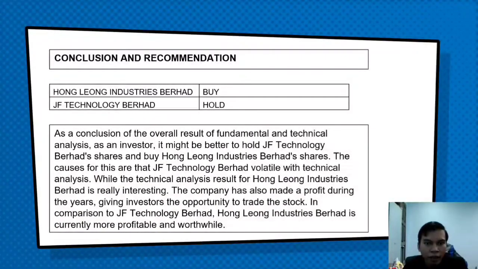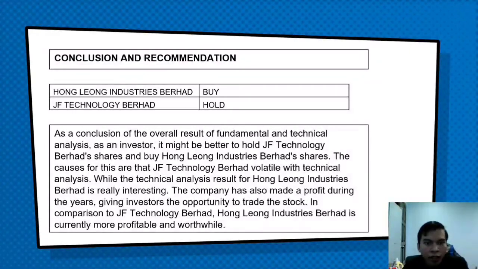Conclusion and recommendation. For Hong Leong Industry Berhad, I suggest to buy the stock. For JF Technology Berhad, I suggest to hold the stock. As a conclusion of the overall result of fundamental and technical analysis, as an investor, it might be better to hold JF Technology Berhad shares and buy Hong Leong Industry Berhad shares.